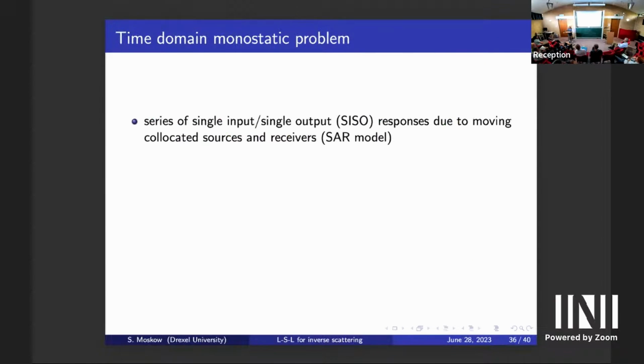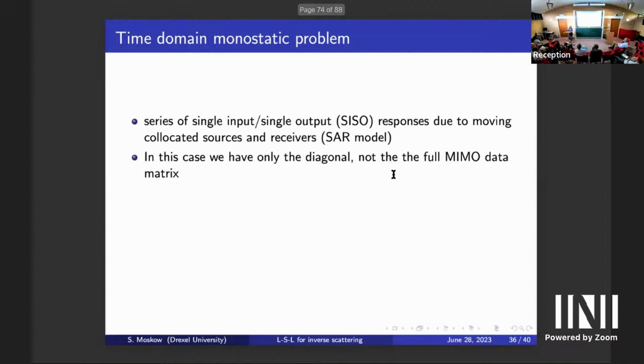So back to the time domain. Imagine you're only given the single input, single output responses, so co-located sources and receivers and only that. Well, in this case, we only have the diagonal, not the full transfer matrix.